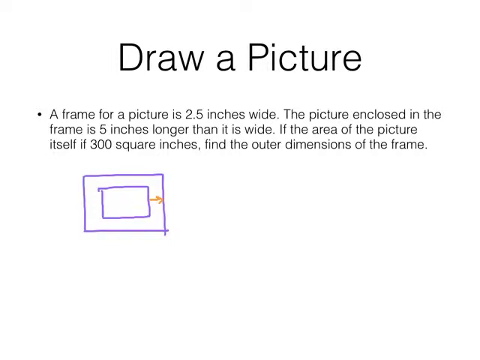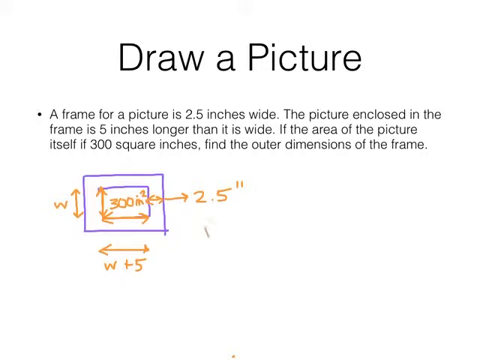So this distance right here, that's 2.5 inches. The area of the whole thing is 300 square inches, so inches squared. And we know that the length of the photograph is 5 more than the width. So if the length is W plus 5, then the width has to be W. So that's inside here. That's this distance for that W, and this distance is W plus 5.